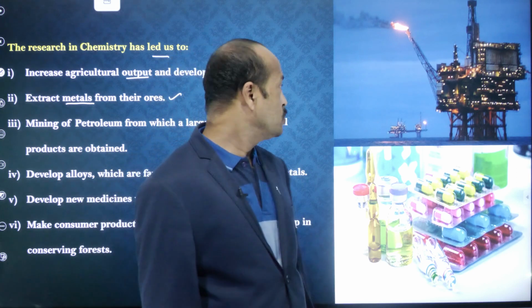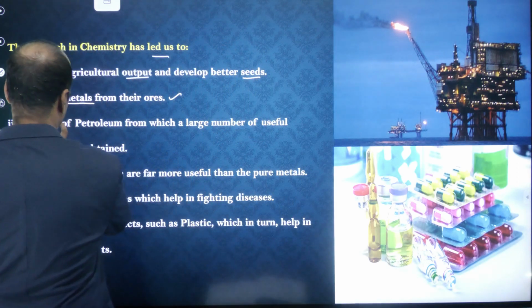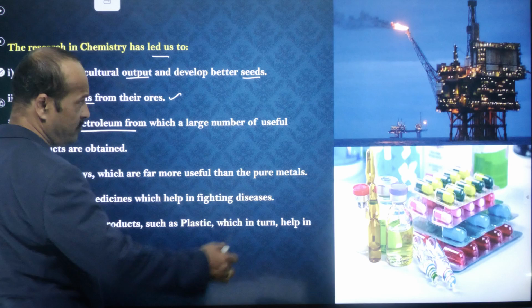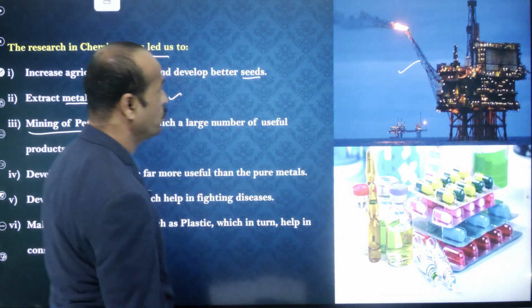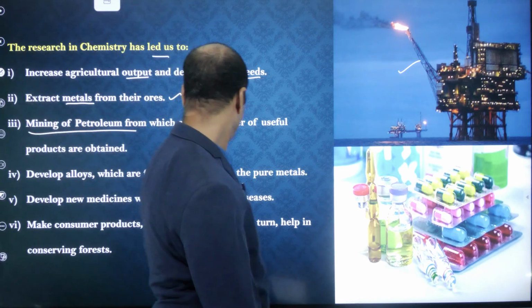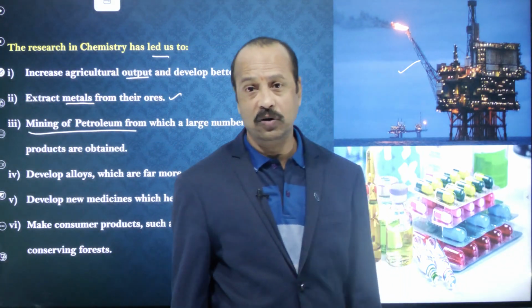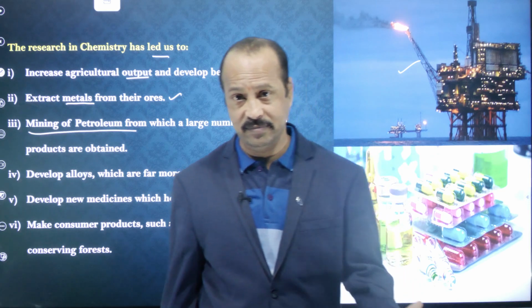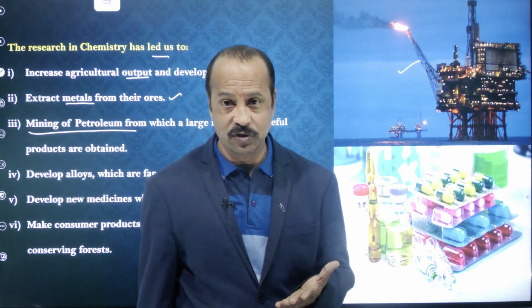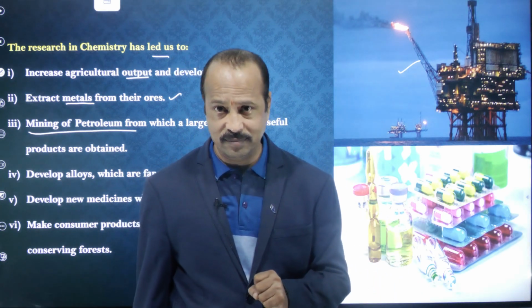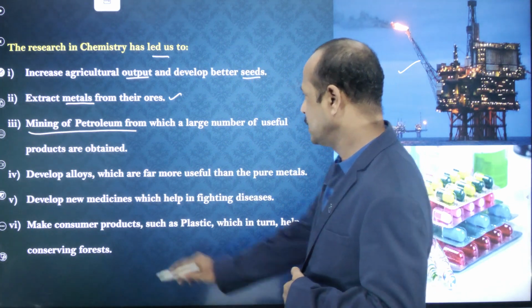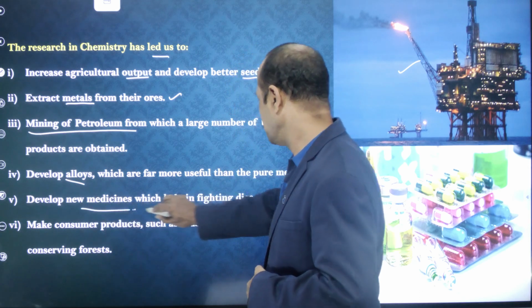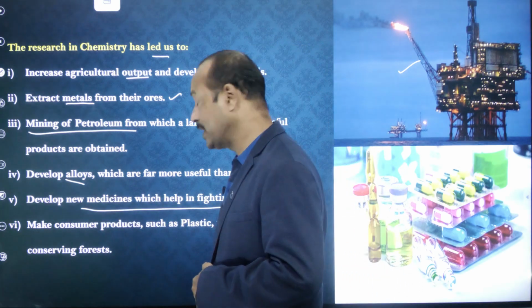So here, mining of petroleum, taking out the petroleum. Okay, so here this is petroleum. And next, develop the alloys. Already we discussed alloys, I think. You know that iron gets rust. Yes, to avoid the rusting, what do we do? We make the alloy, right? So alloys, and then new medicines to help in fighting diseases.